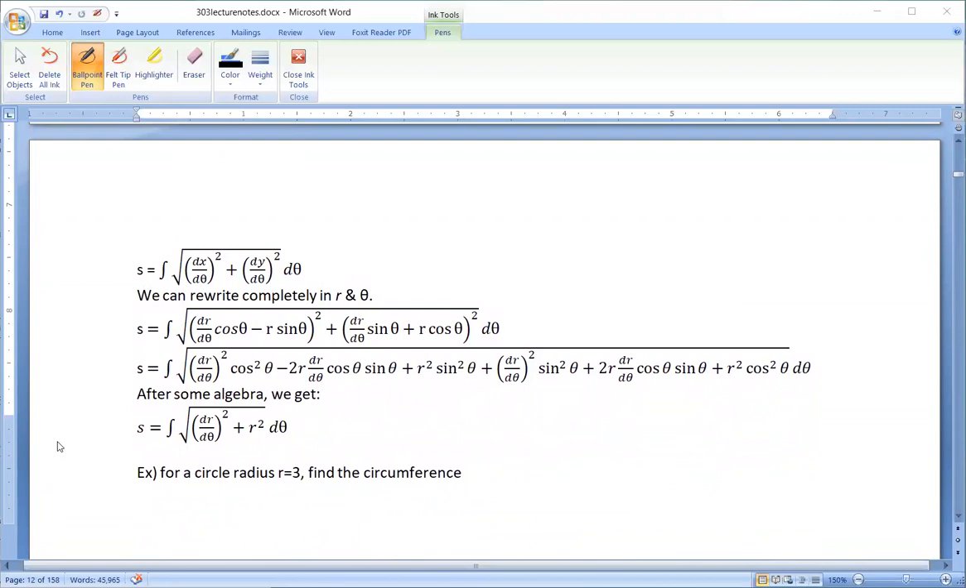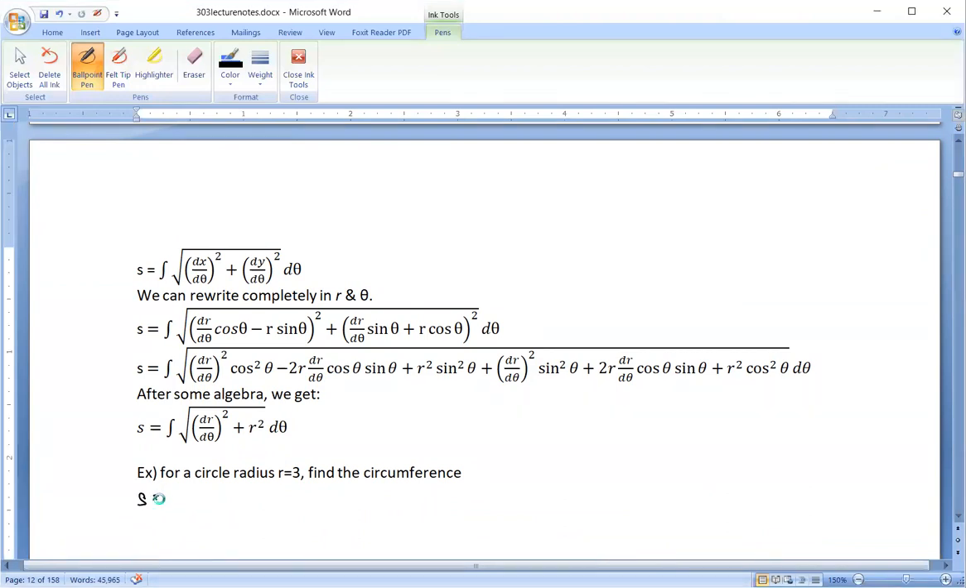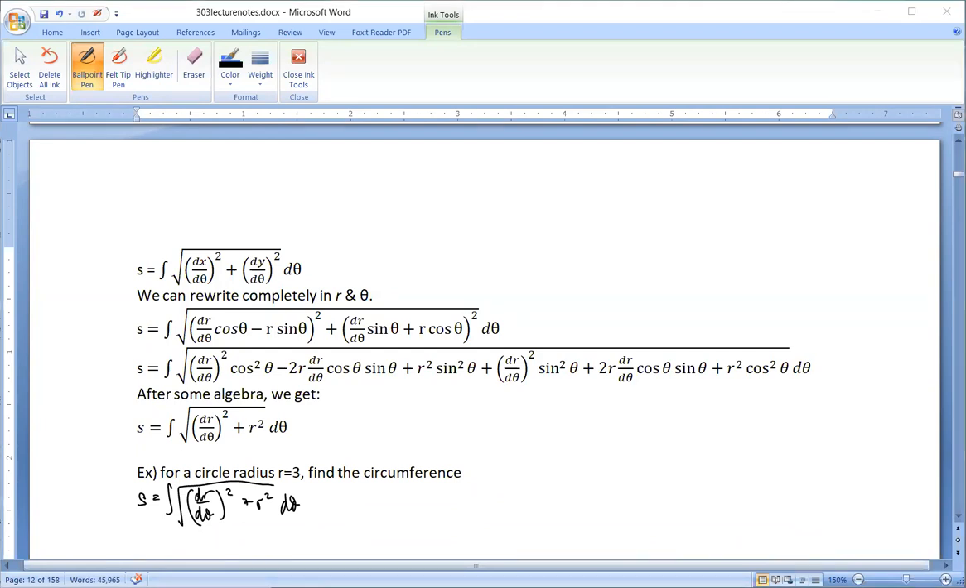So for a circle of radius 3, let's find the circumference. So that's just an arc length. So it's the integral, and again, this is a circle, so first let's set up the basic formula. The integral of the square root of dr d theta squared plus r squared, d theta.